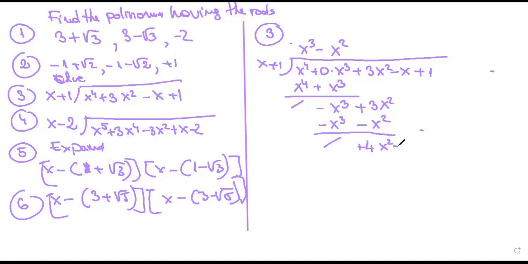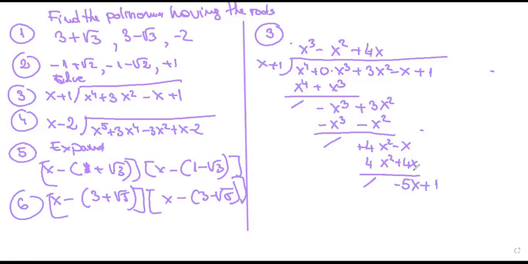The minus x drops down. Then 4x squared divided by x is plus 4x. 4x times x is plus 4x squared. And then 4x times 1 is plus 4x. The 4x squared cancel out, and then that becomes minus 5x.